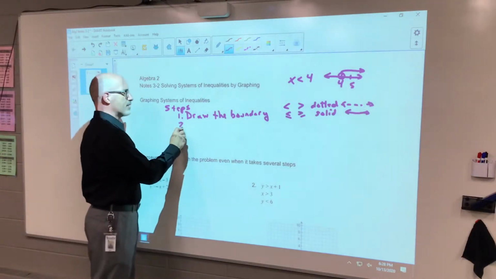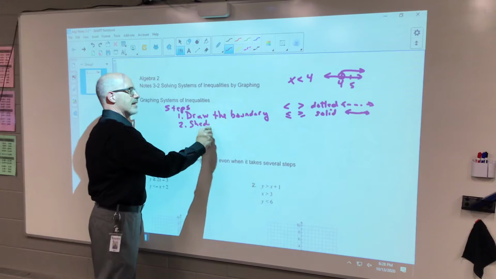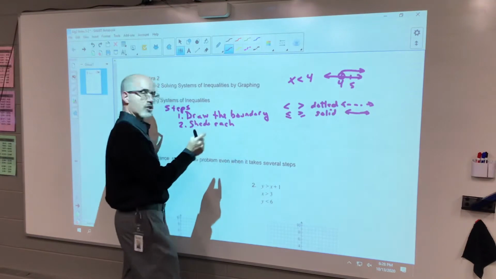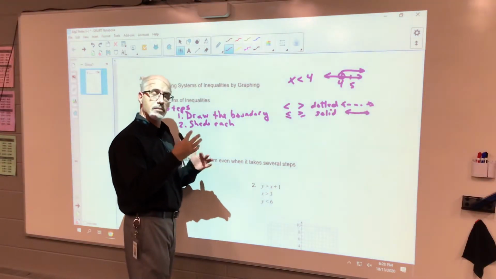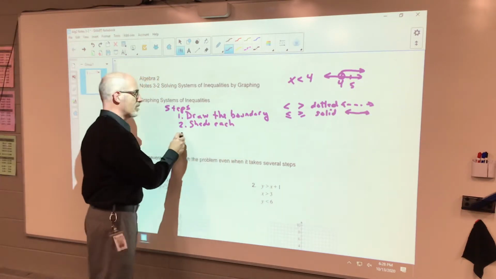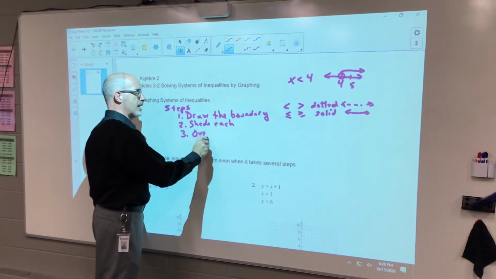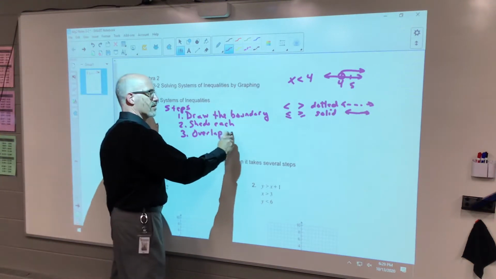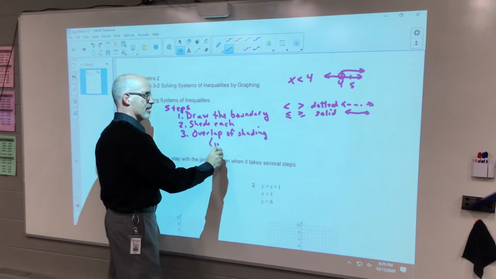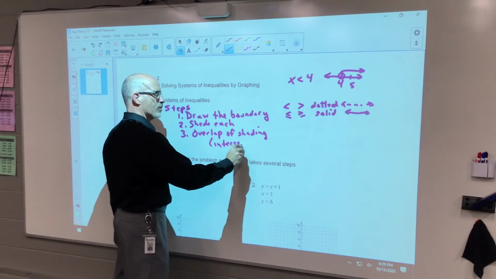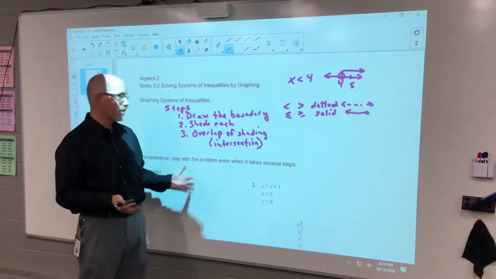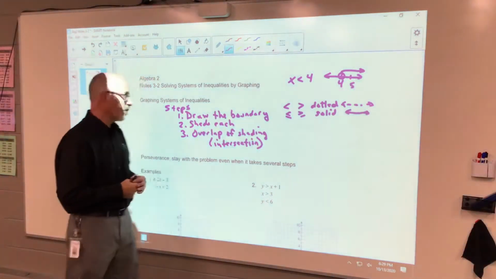Second, after you do that, you shade each of the two or more, and you're going to shade them, but don't do it to the final extent because we're gonna have to do the overlap. So shade each, but then you look for the overlap of the shading for the final answer. This is like when we did the intersection of our graphs. When we were doing our inequalities before, we did the and problems, we did intersections. It's the same thing here. We look for the overlap.